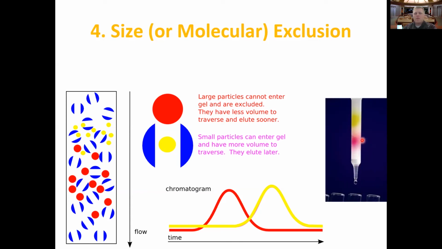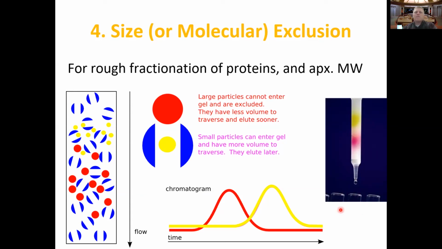If we're doing this by hand, we can elute until this whole pink drop comes out, and then we can move over to a different test tube and keep eluting until this yellow spot comes out. And then we've just separated our pink and yellow species. This is used all the time for rough fractionations of proteins and to separate things by approximate molecular weight, which is useful for a variety of experiments in biochemistry. And if you want to learn more about that, feel free to ask me. I'll be happy to tell.